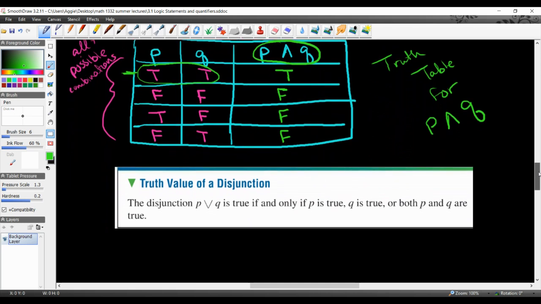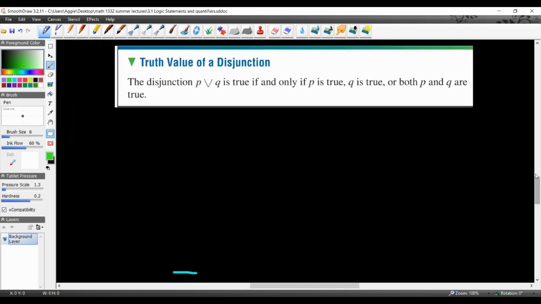Moving on, with that in mind, we have the disjunction now. The disjunction is kind of the opposite. Instead of and, now we have an or statement. So this is an or statement. Remember that this symbol means or.